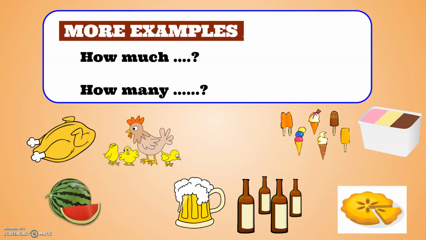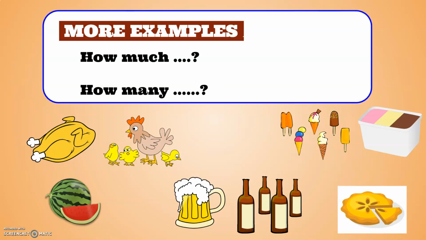Watermelon as well. How much watermelon? If you want to give your friend a little bit of watermelon, how much watermelon? Okay. Or when you go to the market, you might want to buy 4 or 5 watermelons. How many watermelons? Beer, another important one. Beer. How much beer? Okay. I would like a glass of beer. I would like a liter of beer. I would like a pint of beer. Or how many beers if you're buying it in bottles? I would like 5 bottles of beer.